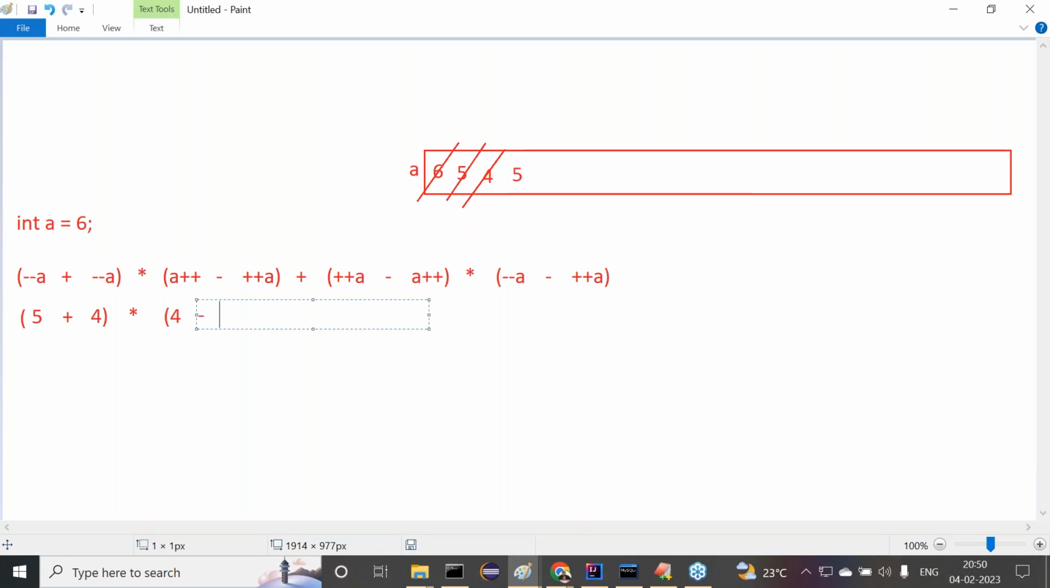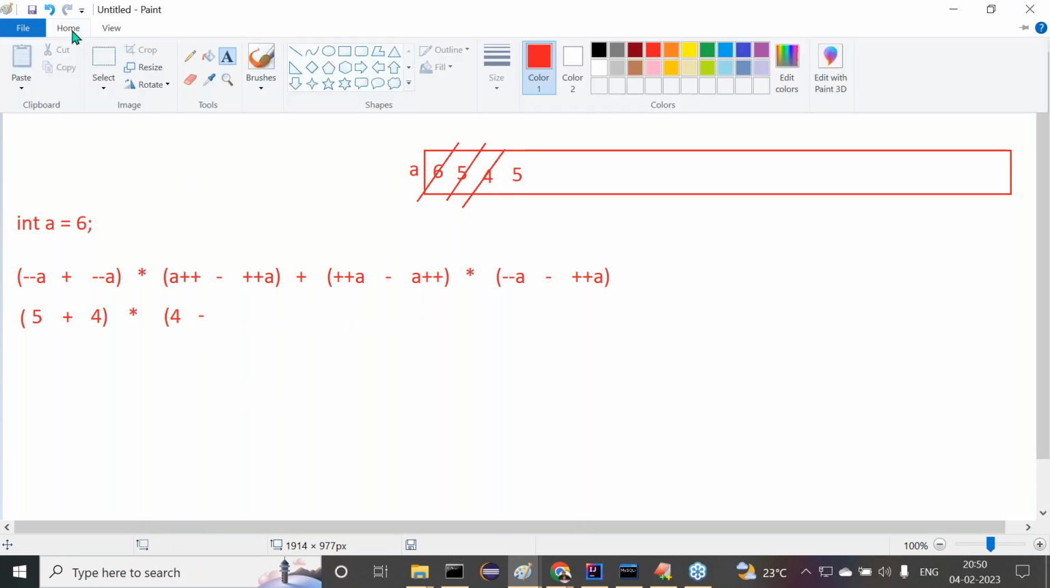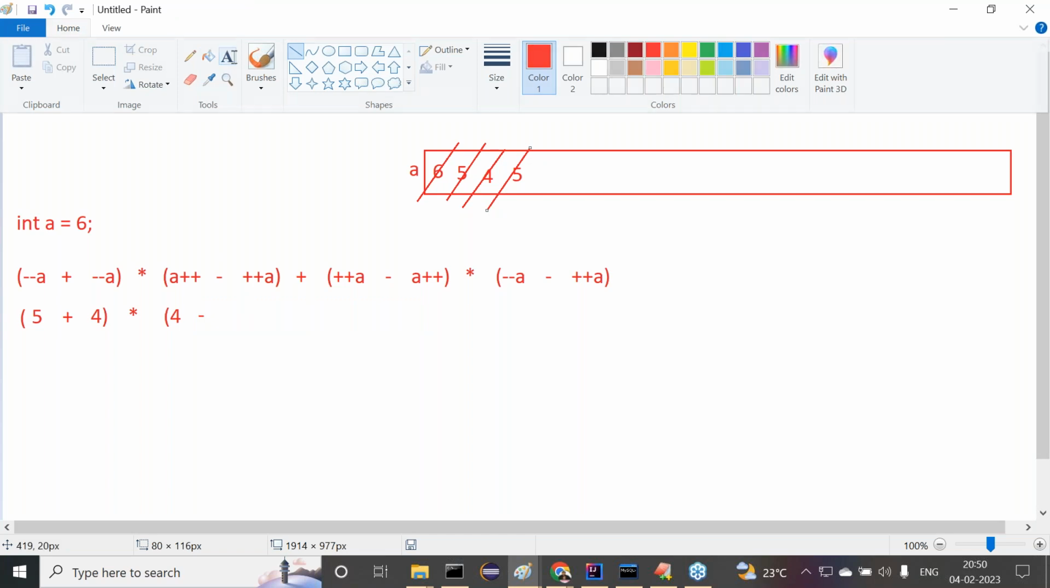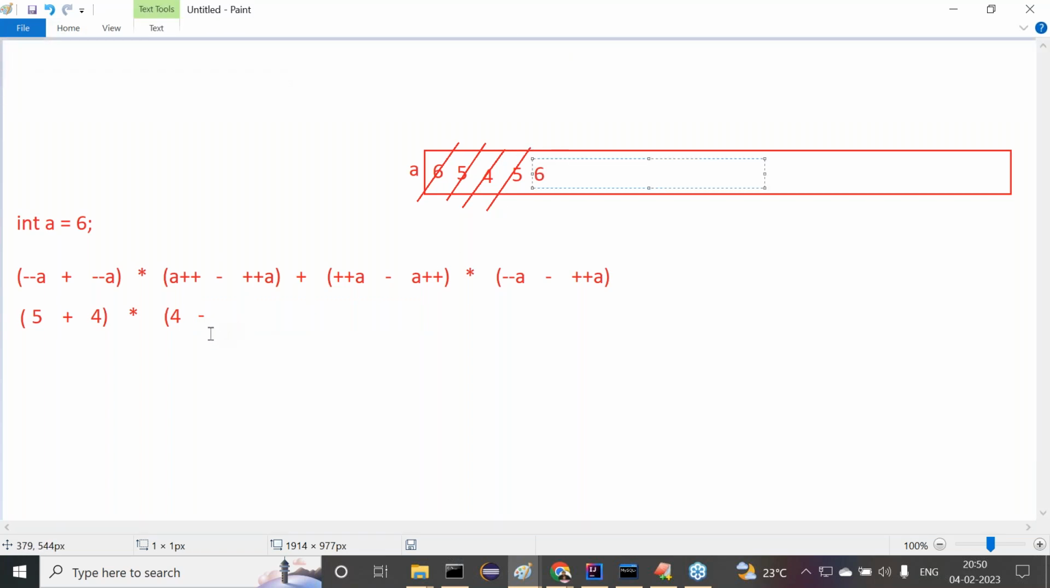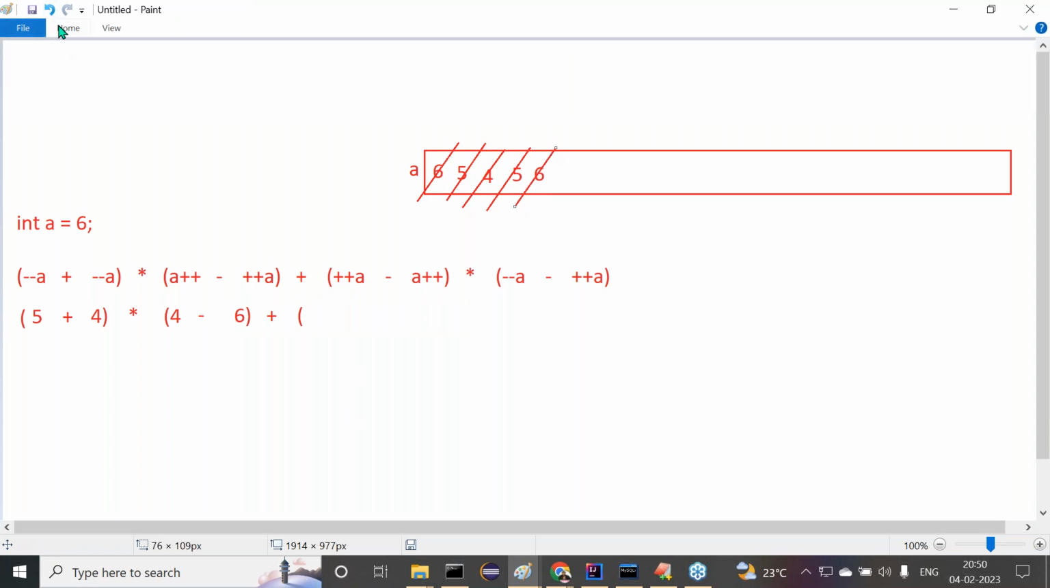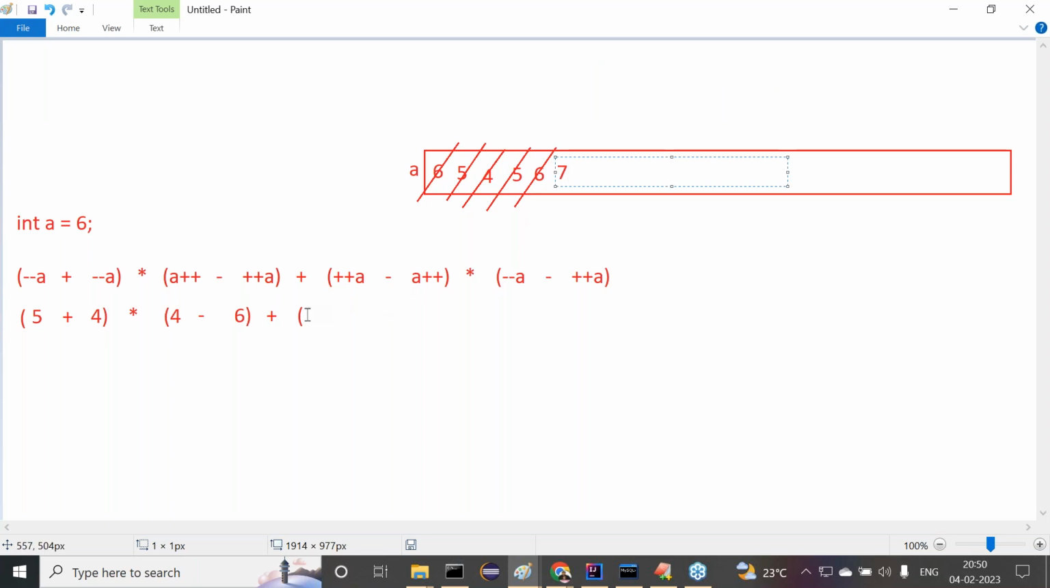Minus. Now this is plus plus a, a pre-increment. So the 5 value is incremented by 1. Here 5 is incremented by 1. Here we are getting the value 6. Now 6 will participate in the expression. Next one is a plus. Then after that plus plus a again. This is a pre-increment. The current a value will be incremented by 1. 6 is incremented by 1. There we are getting the value 7. 7 will be provided here.